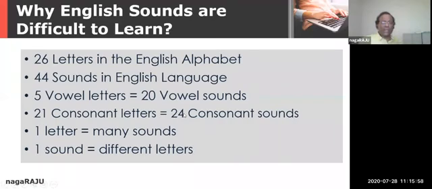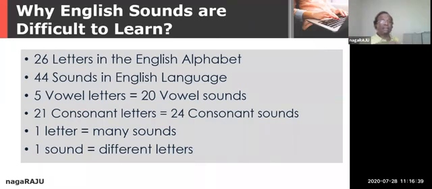So 26 letters, 44 sounds is one problem. The second problem is, people say that A, E, I, O, U are vowels. No. A, E, I, O, U are vowel letters. They are not sounds. A is not a sound. It's a letter. A, E, I, O, U in the English alphabet are 5 letters. These 5 letters can produce 20 different sounds. And similarly, the remaining 21 are consonant letters. They are not consonants. They are consonant letters. B, D, F, etc. So they are consonant letters.